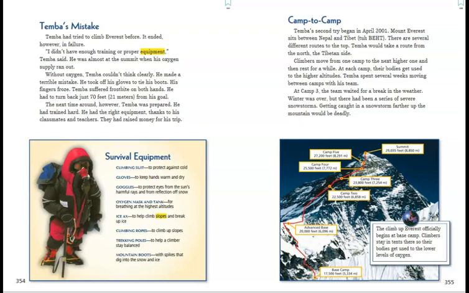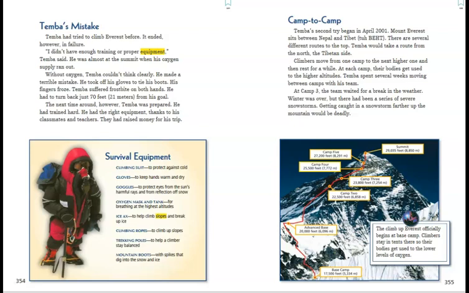Ooh. Without oxygen, Temba couldn't think clearly. He made a terrible mistake. He took off his gloves to tie his boots. Oh no. His fingers froze. Temba suffered frostbite on both hands. He had to turn back just 70 feet or 21 meters from his goal.